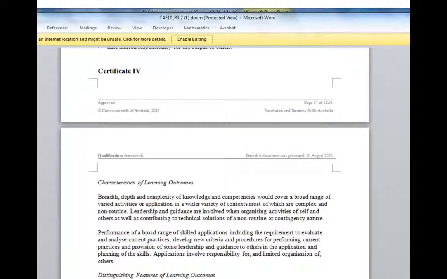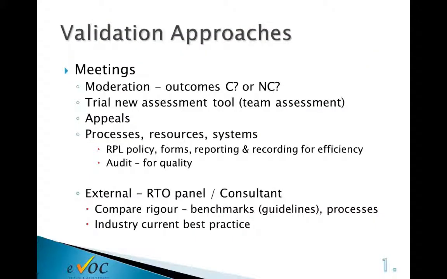And here the AQF is reflected within that 1,000-page TAE 10 document. These are the characteristics of learning outcomes at a Certificate 4 level of that TAE 40110 course. So this is the type of information you'd be pointing to. So there we are. We've given you a little tip if you're ever going to panel.